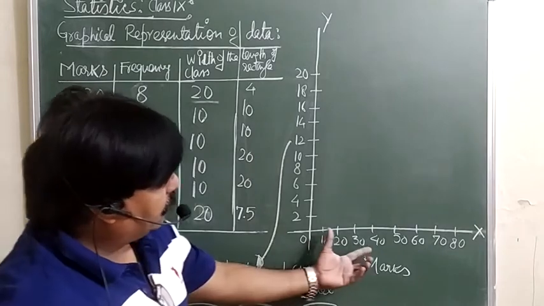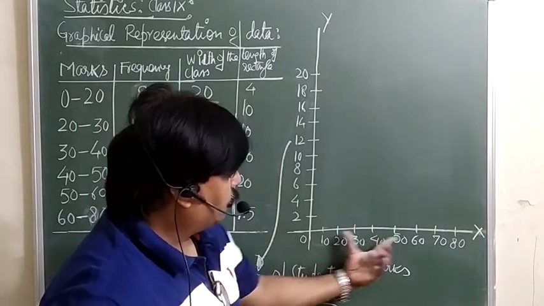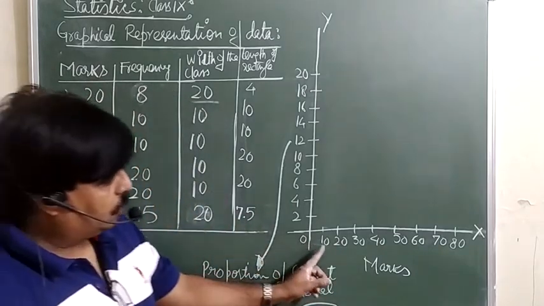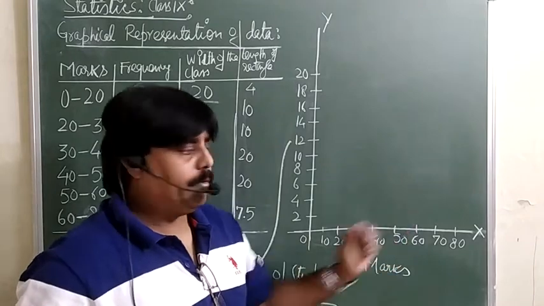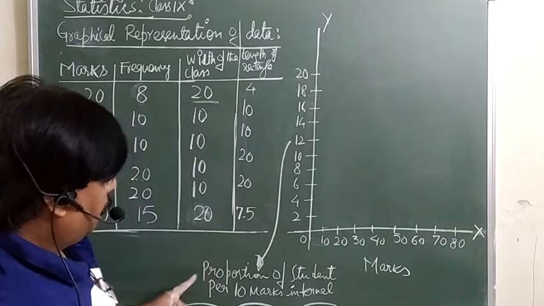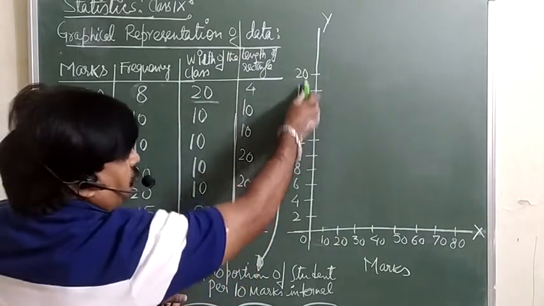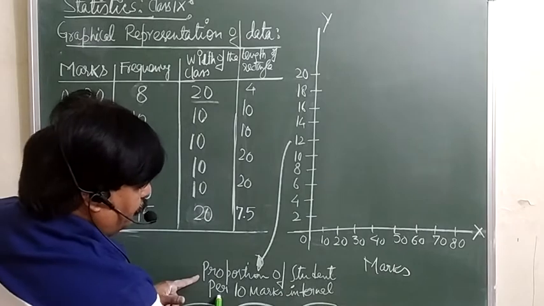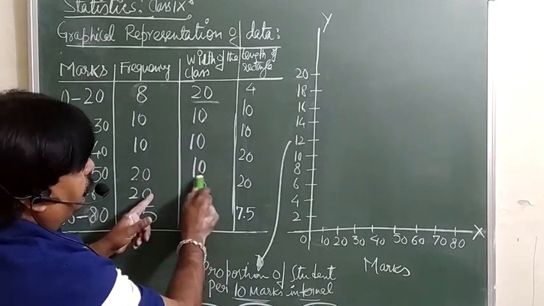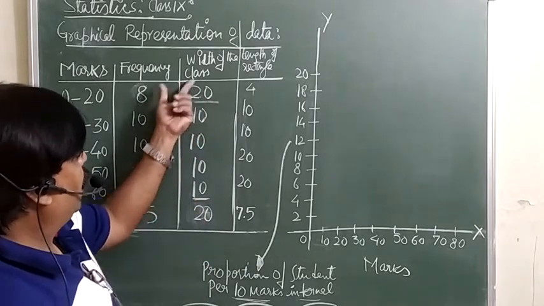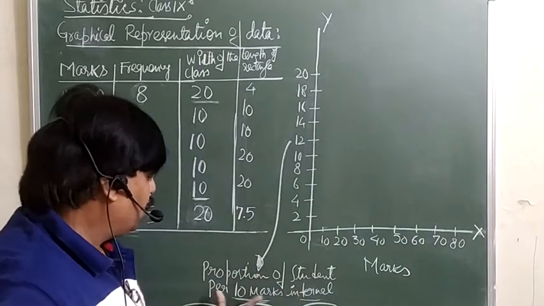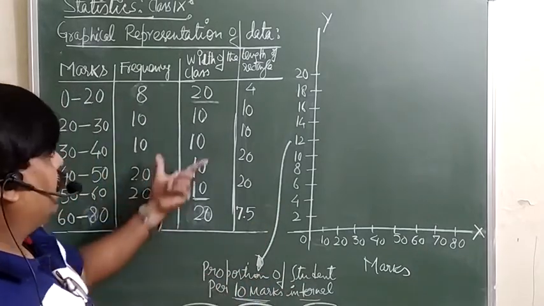Now we will represent this in a graph. We will draw a horizontal and a vertical line. On the horizontal line we will take the marks, like 0, 10, 20, 30, at equal intervals. On the vertical line we take 2, 4, up to 20, because the maximum number is 20. But this is the important point: this is the proportion of students per 10 marks interval, because we took the minimum of 10 over the actual interval into frequency. So this is the proportion of students per 10 marks.